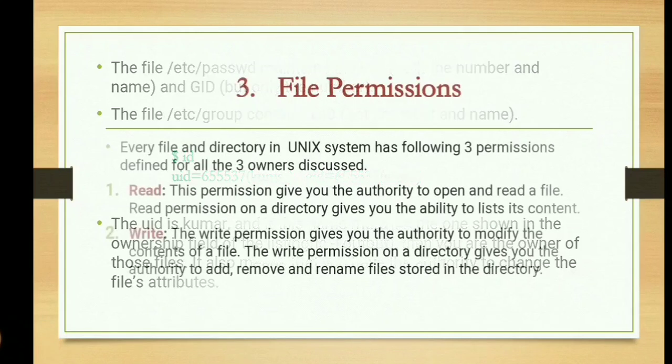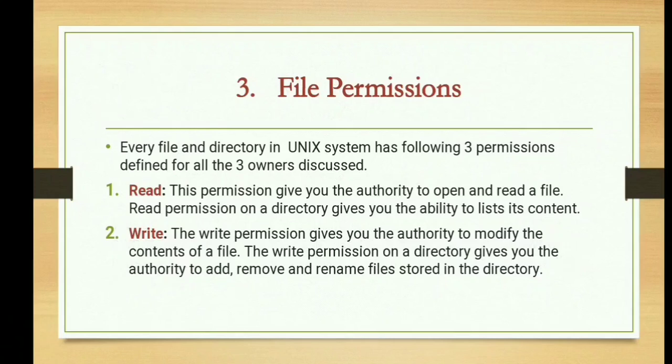Now moving on to the last topic of our presentation, that is file permissions. We have understood file ownership in the last slides, so it will be easy for us to understand file permissions. Every file and directory in a Unix system has three permissions defined for the three owners we discussed in our previous slides. These three permissions are as follows. The first one is read. This permission gives you the authority to open and read a file. Read permission on a directory also gives you the ability to list its contents.